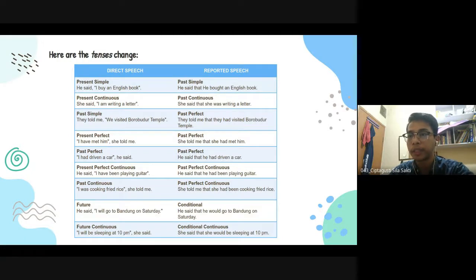For direct speech present continuous, we have to change the tense into past continuous. And then past simple to past perfect. Present perfect to past perfect. Past perfect to past perfect, so there is no change. Present perfect continuous to past perfect continuous. Past continuous to past perfect continuous. Future to conditional, and future continuous to conditional continuous.